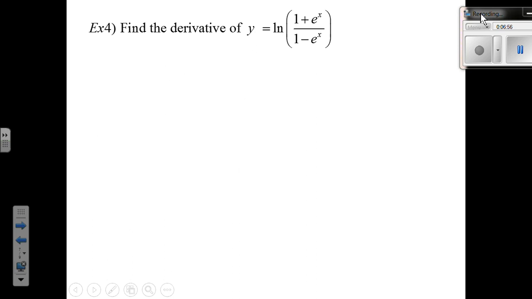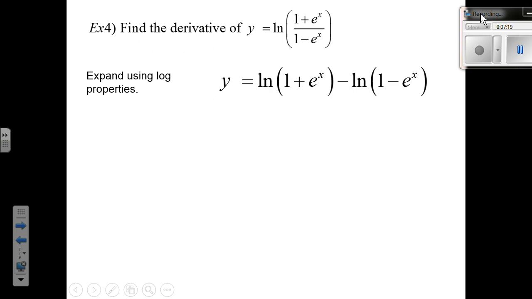All right, let's do this one. So we're going to find the derivative of this. Let's use our properties of logarithms to simplify this. Remember, that's very useful. We can separate this into 2 separate natural logs. All right, so we have natural log of 1 plus e to the x minus natural log of 1 minus e to the x. Okay, now we can take the derivative.